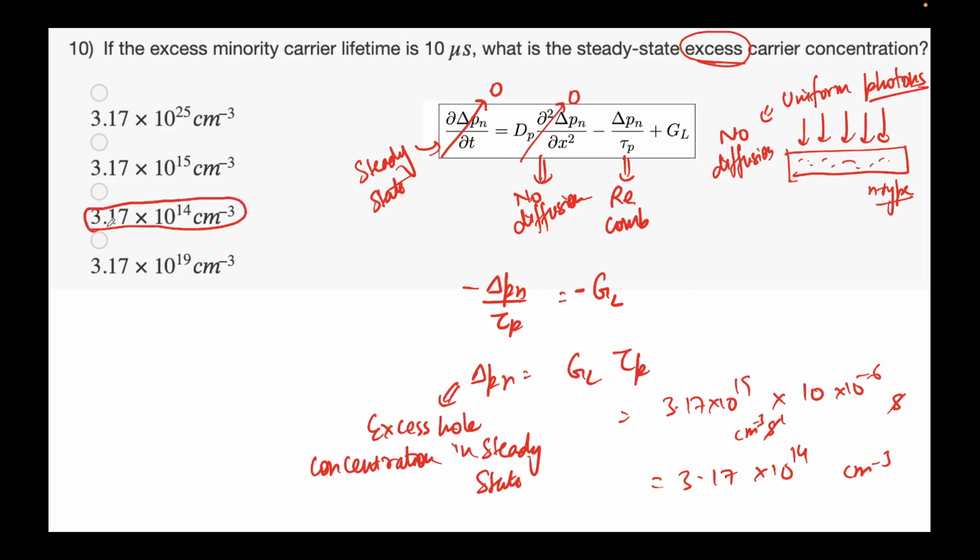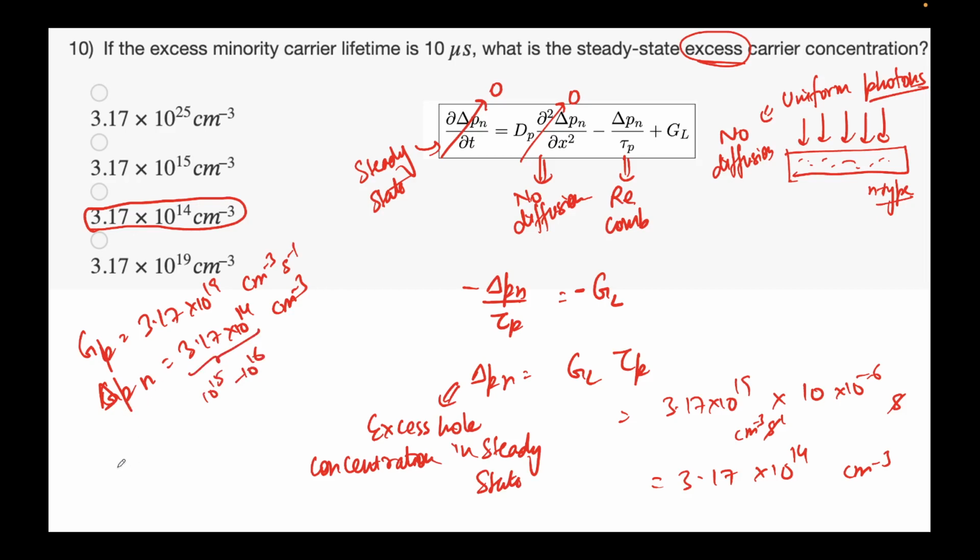Now notice carefully what GL was. The value of GL, that means the generation, was 3.17 10 to the power 19 per centimeter cube per second. But the steady state concentration, delta Pn steady state, is only 3.17 10 to the power 14 cm minus 3. Compare this number with the doping that we usually do. Usually we do doping in 10 to the power 15 to 10 to the power 16.